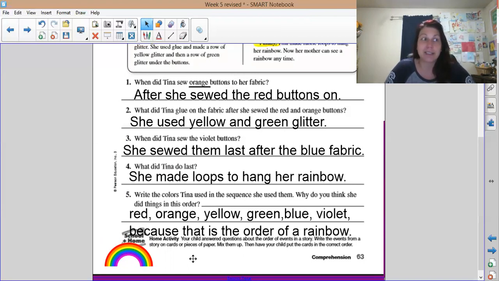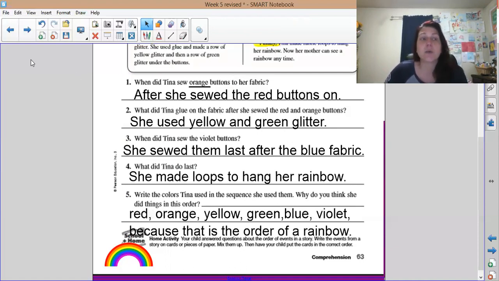order, or the scientific order that we see when rainbows are made, when light hits droplets and goes through this prism. So if you haven't learned about that yet in science, I'm sure you will. But there is a reason that those colors are in that specific order.